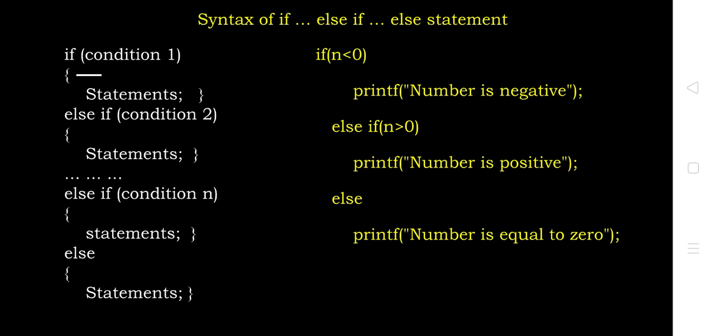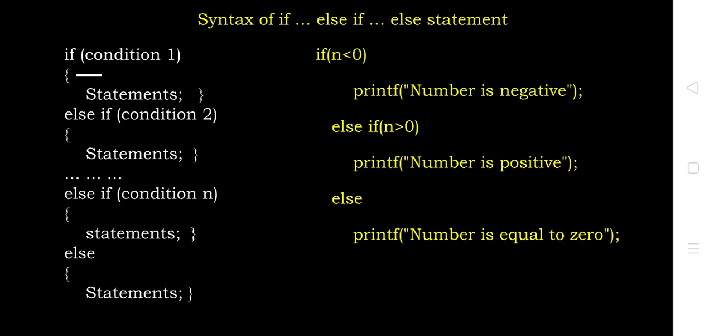The example given here is: if n is less than 0, the number is negative. Else if n is greater than 0, the number is positive. Else print number is equal to 0. So we are having three conditions checked, whether the number given is less than 0 or greater than 0, and accordingly the statement is printed.